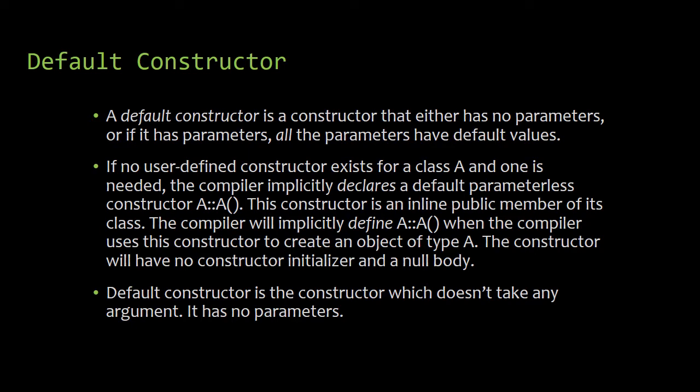The compiler will define it when the compiler uses the constructor to create an object of type A. The constructor will have no constructor initializer and a null body. A default constructor is the constructor which doesn't take any argument; it has no parameter.